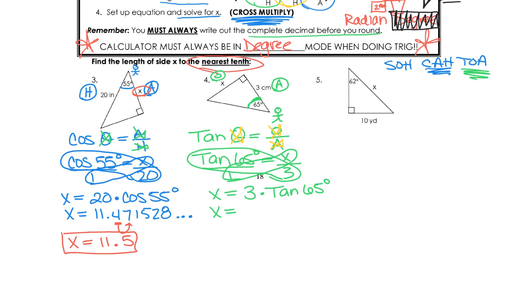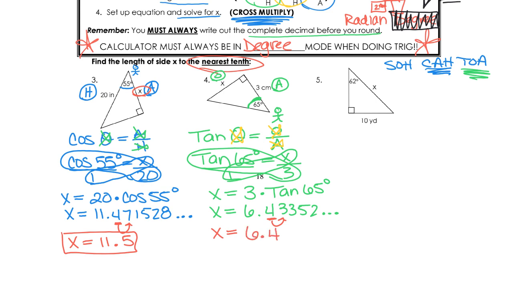Okay, so now grab your calculator, type in 3 times tangent 65 and hit enter, and you should end up with 6.43352... Again, I don't need to see all the decimals, but I need to see a few of them, depending on what you're rounding to. So in this case, nearest tenth is the first decimal. I need to see the second decimal so I can tell that you're rounding correctly.